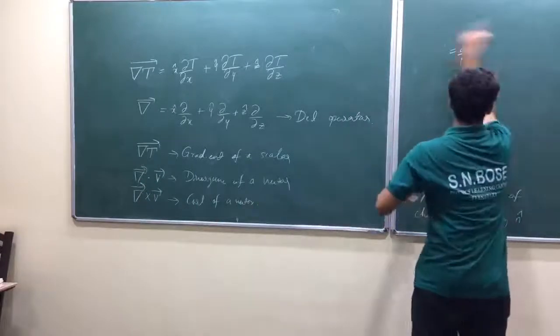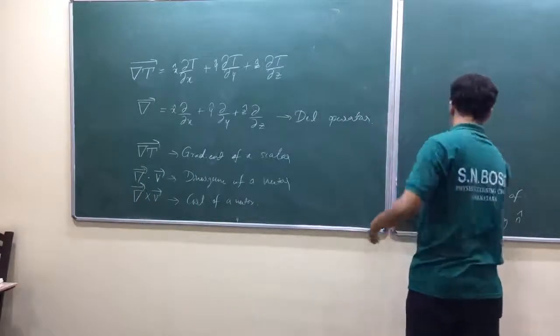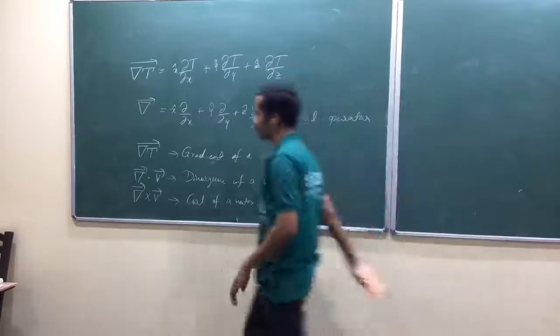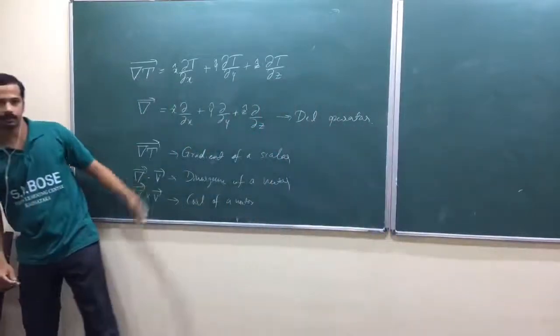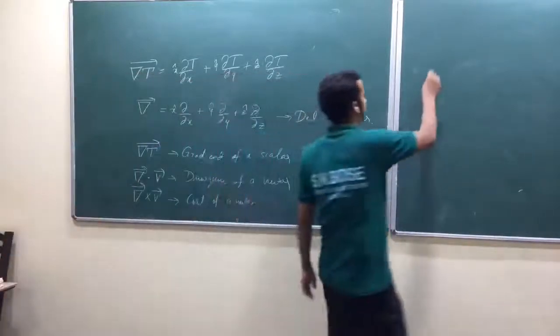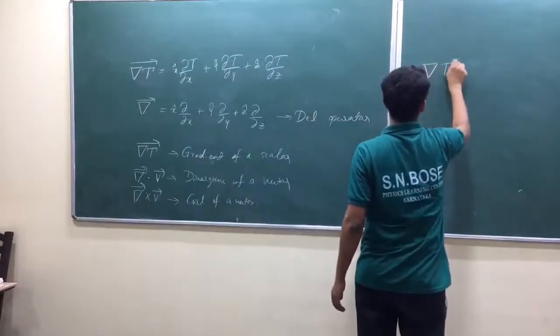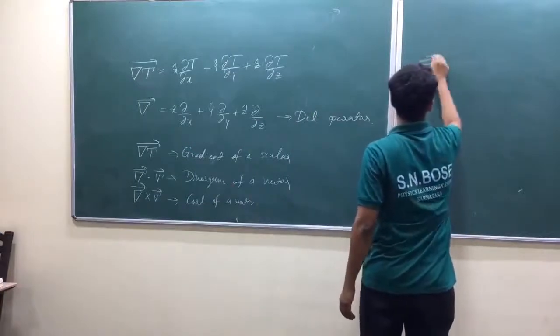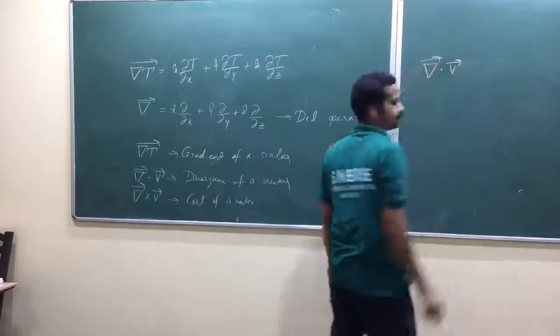Now I think you got some idea about gradient, okay? I'm not going to talk about gradient again. So let me see what this divergence is. What is this one? Del dot V.